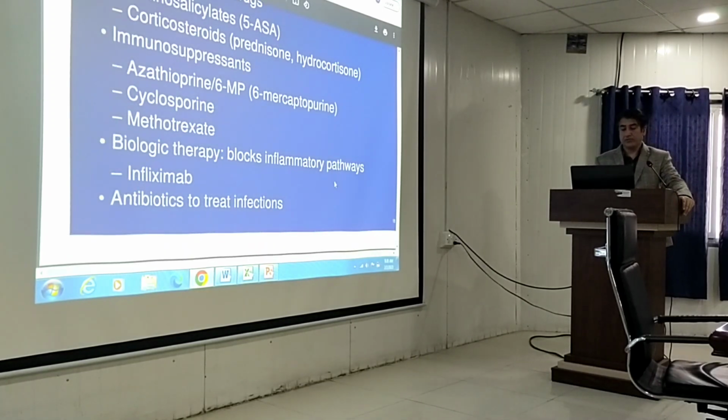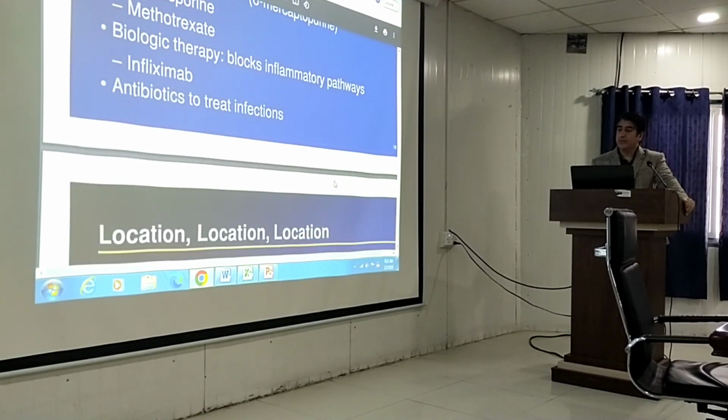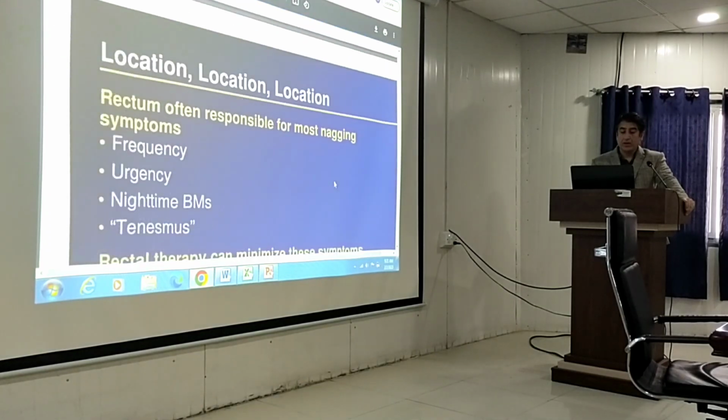A lot of new drugs have been introduced, like we call them biological agents, some immunomodulator agents. One drug mentioned here is infliximab. Beside this, we have a lot of other drugs like vedolizumab, adalimumab, ustekinumab, and some other new drugs under trial. Antibiotics to treat infections: if we suspect any infections, then we have the option to give the antibiotics to the patient.